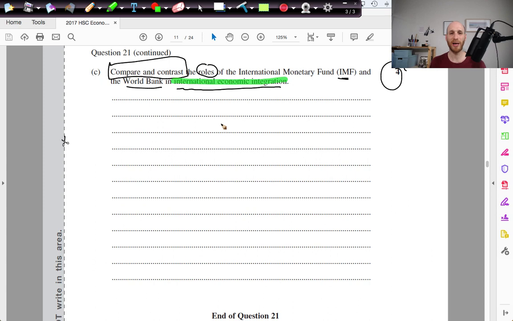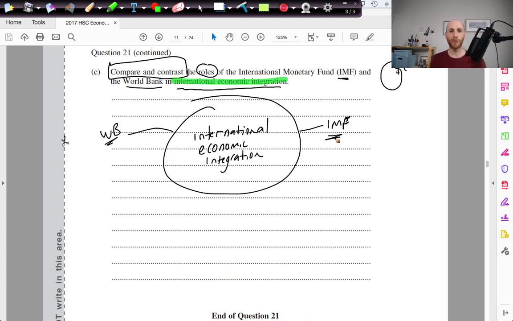So if we're trying to think about how we would approach it, my brain goes along these lines here. What we've got is this idea of international economic integration, and we're looking at how the World Bank does it and how the IMF does it. And if we break this down a little bit further, we're trying to increase those ties and connections between economies. So on a very top line, the IMF is about integrating countries economically and financially.